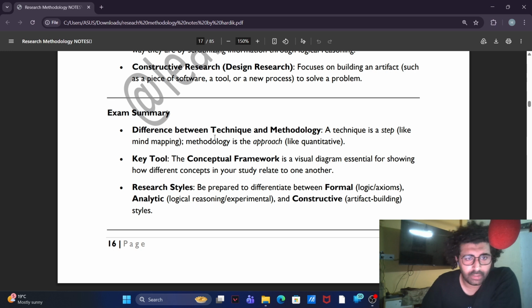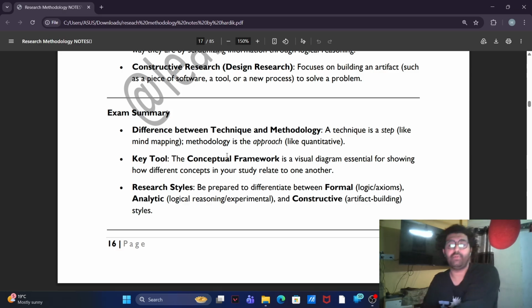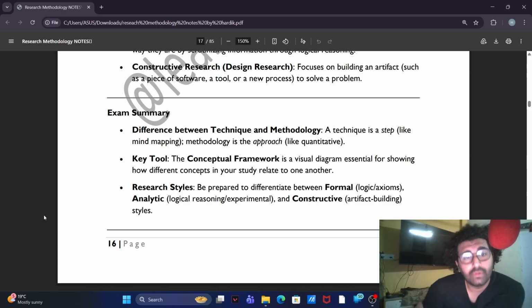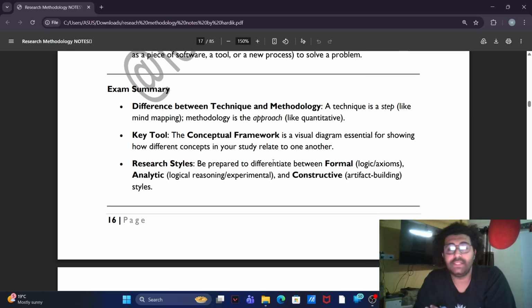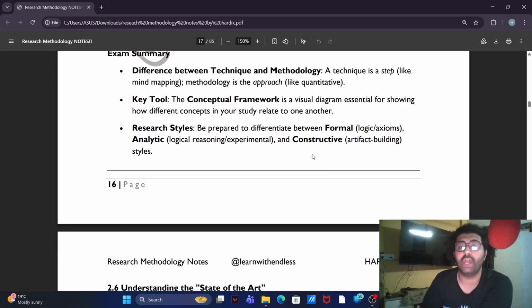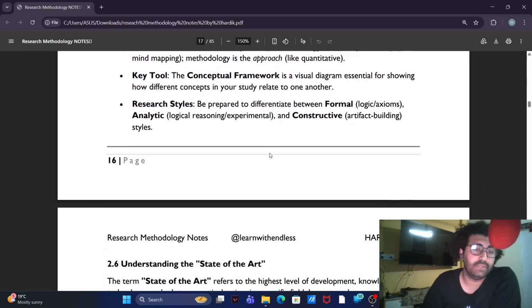Here is the summary for you guys. Difference between technique and methodology: a technique is a step, like mind-mapping. Methodology is an approach, like quantitative. Key takeaway: the conceptual framework is a visual diagram essential for showing how different concepts in your study relate to one another. Research style: be prepared to differentiate between formal logic and axioms, analytic logical reasoning and experimental, and constructive artifact building styles.